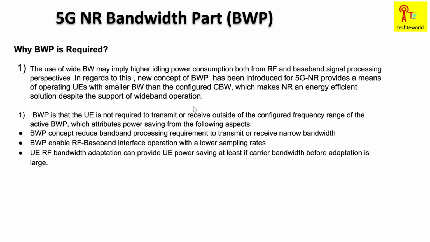It provides a means of operating the UE with a smaller bandwidth than the configured CBW. CBW means configured bandwidth. The main intention of introducing this bandwidth part was that the user might need a smaller bandwidth according to his use case. The user should be able to use only the bandwidth which it requires, not the entire bandwidth. If it uses the entire bandwidth every time, it will be of no use, and the reliability or efficiency will be less.